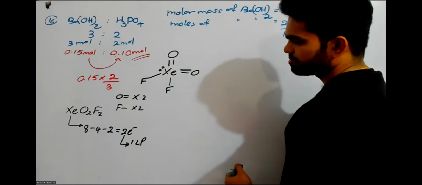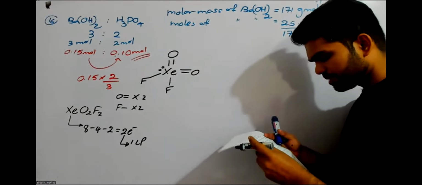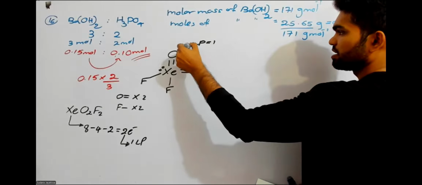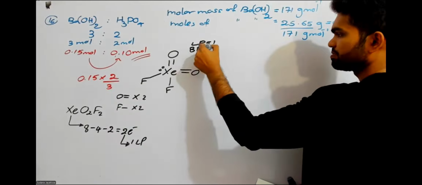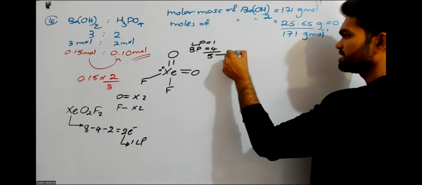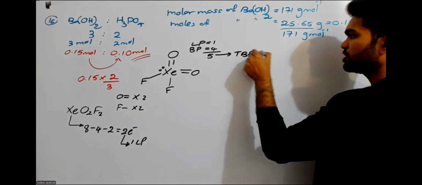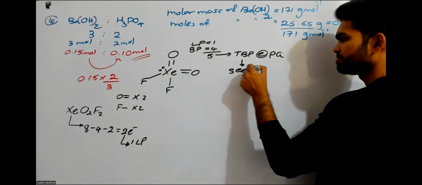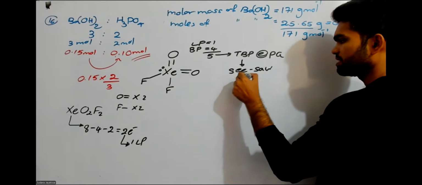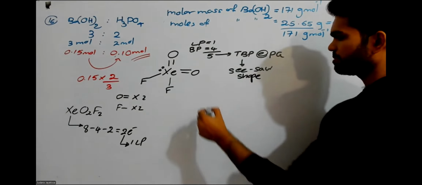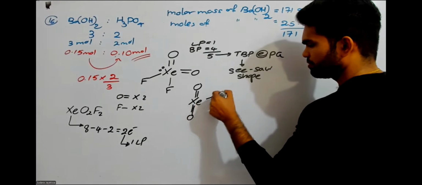So around this one, you have altogether 5 repulsion units. They're asking about the shape, right? 1 lone pair, 4 bond pairs, altogether 5 VSEPR units. So it is trigonal bipyramidal electron pair geometry, and then seesaw shape. Seesaw shape is the shape. How do we draw it? You can put fluorine here if you want.